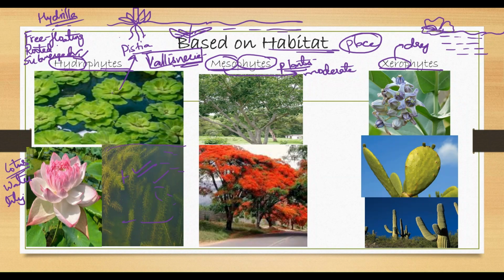So this is how hydrophytes are, plants which grow in water, and they can be of three types: free floating, submerged, and rooted. Next is xerophytes. As the name suggests, xerophytes, xero means dry.